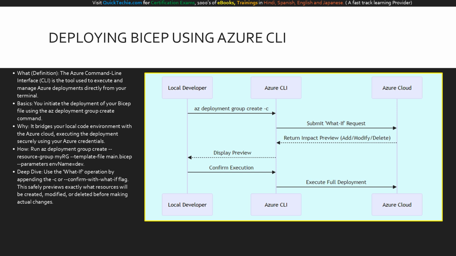Follow the sequence diagram to see the what-if workflow. The developer submits the deployment command with the confirmation flag to the Azure CLI. The CLI sends a what-if request to the Azure cloud. Azure calculates the impact and returns a preview of all resource changes. The CLI displays this to the developer. Only after the developer manually confirms the changes does the CLI trigger the actual, final deployment.